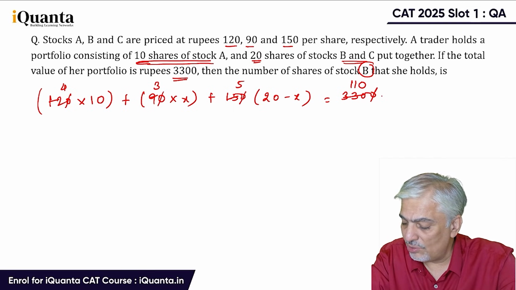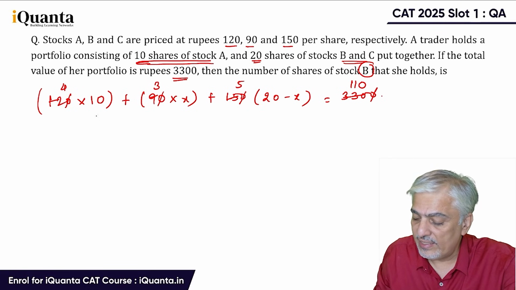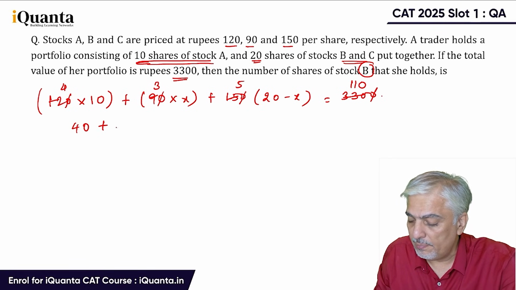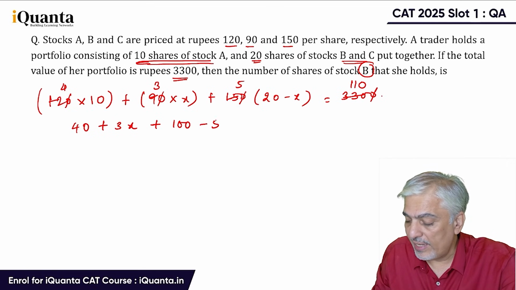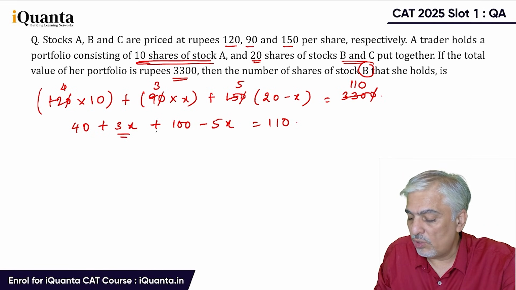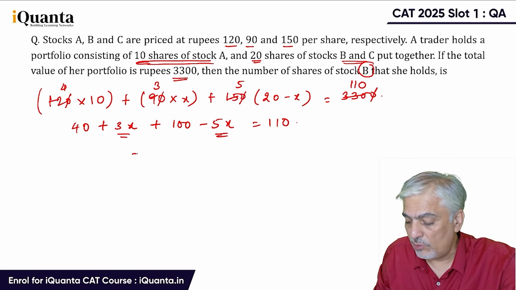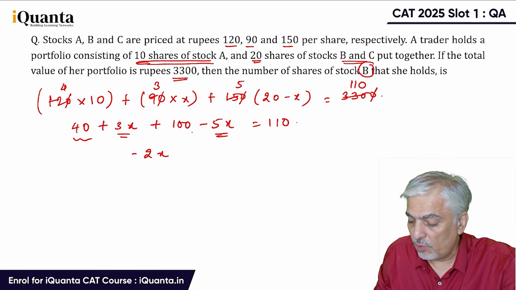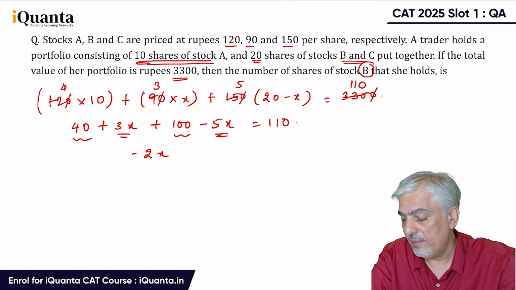I don't think anything else is cutting. So what are we left with? 4 10s are 40, plus 3x, plus 100, minus 5x is equal to 110. So we've got 3x minus 5x is negative 2x. 40 plus 100 is 140.